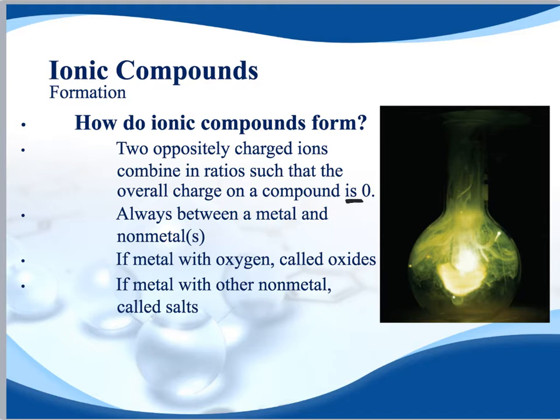It will always be between a metal and a nonmetal, or a group of nonmetals. The only exception to this is if sometimes you see an ammonium ion, which is an NH4+1 ion. If you have a metal react with oxygen, those compounds will be called oxides. If you have a metal with a nonmetal, those will be called a salt. So, two terms there, oxide and salts.